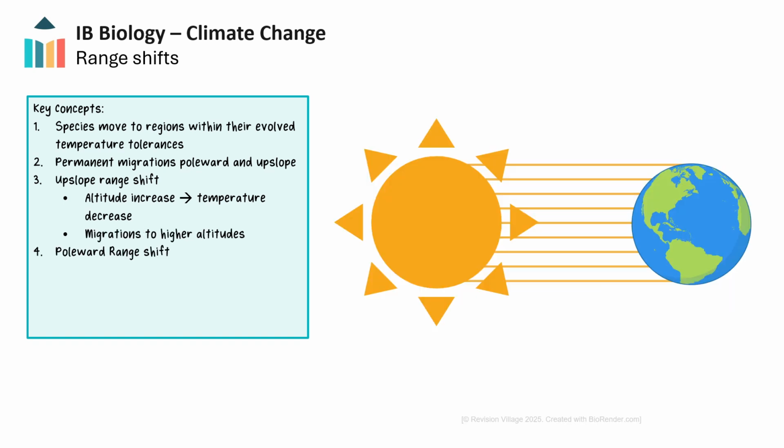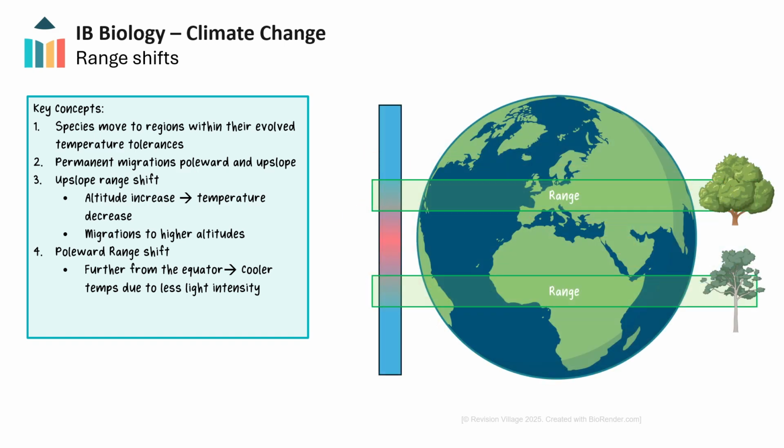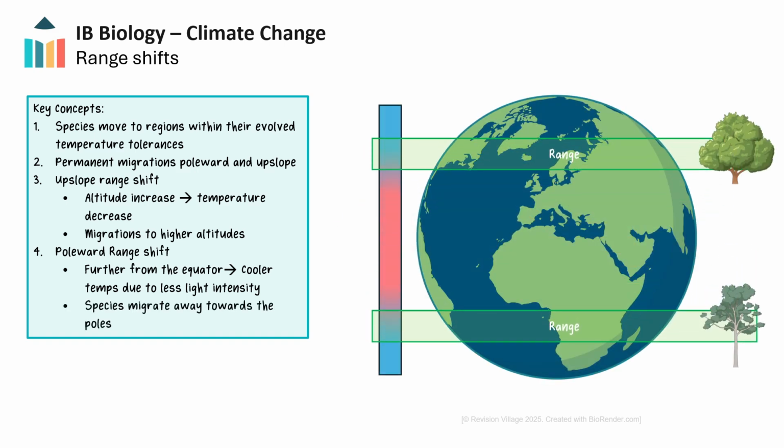Poleward range shifts occur as average temperatures are cooler towards the poles, due to lower light intensities than in equatorial regions. This is because the curvature of the Earth at the poles has light rays striking at an angle, leading to less light intensity. So in North America, some species of tree populations are gradually shifting northward to cooler climates, while others are contracting their southern range.